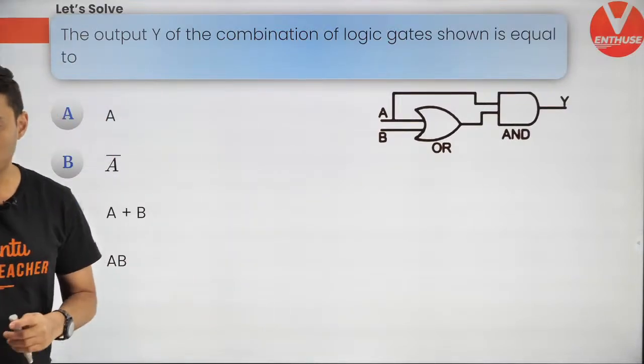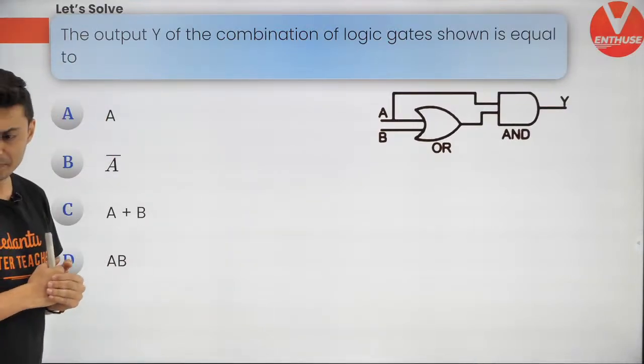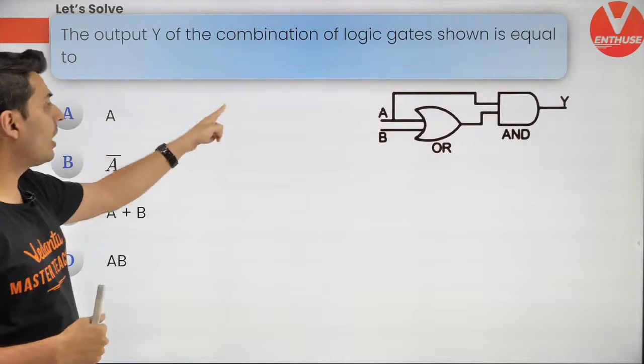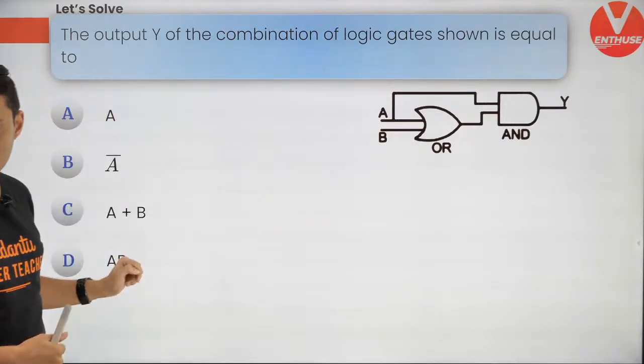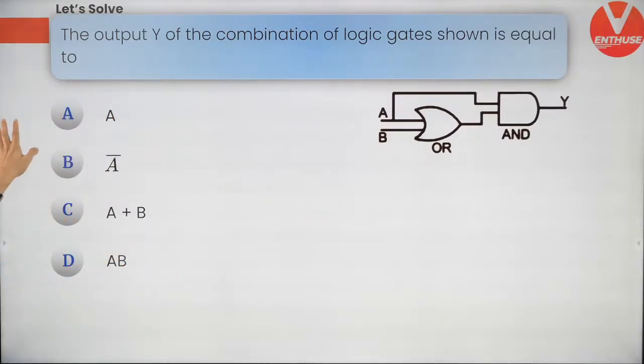Alright, so coming back now to this problem, what is the output of this circuit? Let's do this. Hello Princey, good evening. So is it A bar, A plus B or AB?